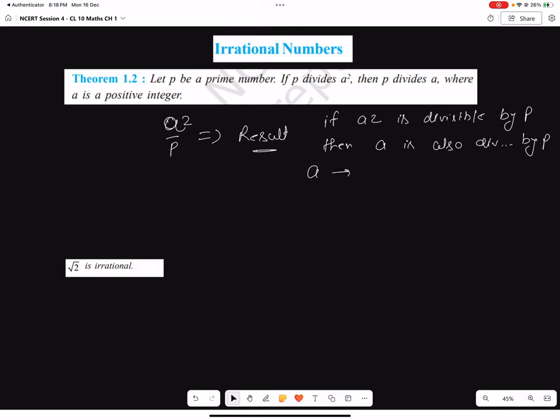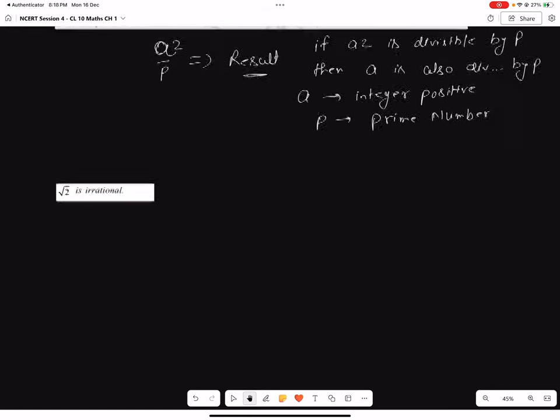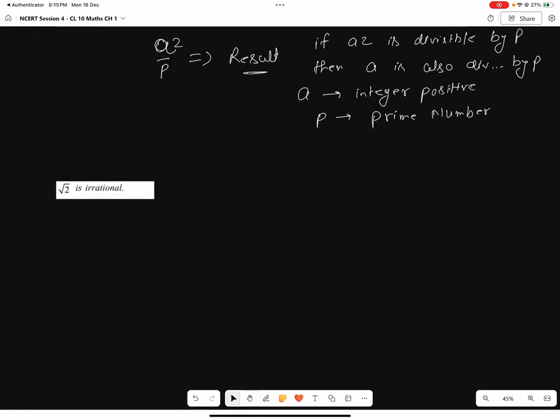But there is a given condition here. Condition says a is an integer, and that's a positive integer, and p being a prime number. सिर्फ ये आपको याद रखना है, ठीक है? Now we will use this theorem to prove that √2, √3, the sum of rational and irrational number, etc. are irrationals. So let's just first take the example of √2.